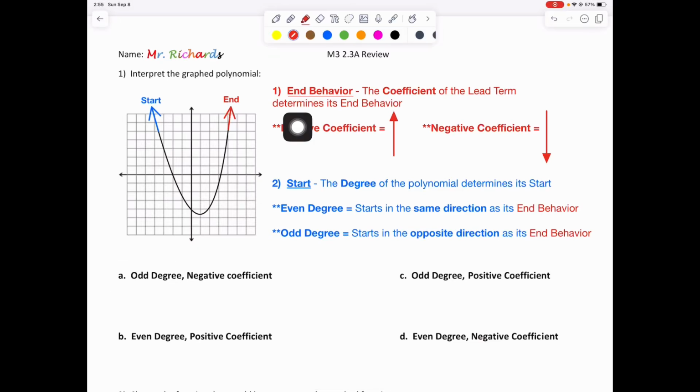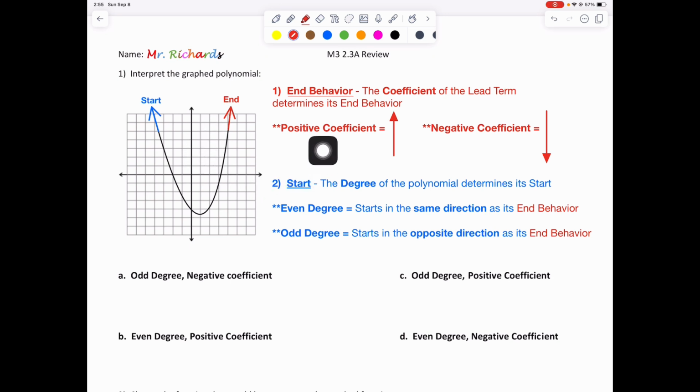Mr. Richards back for your Math 3 2.3a review, kicking it off with number 1, interpret the graphed polynomial. I brought in some tips for us, okay? Our end behavior: the coefficient of the lead term determines its end behavior. When it's a positive coefficient, it ends up, and when it's a negative coefficient, it ends down. And yes, I did color in our start to end, even though we read it left to right, because on our next one, it will just be black and white.